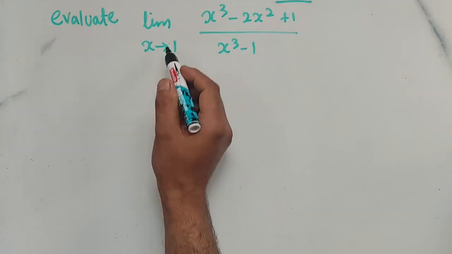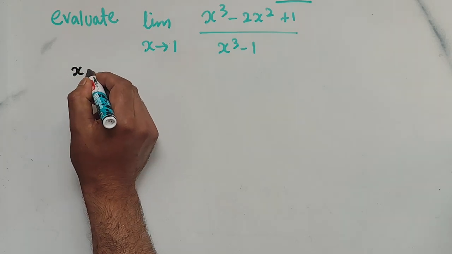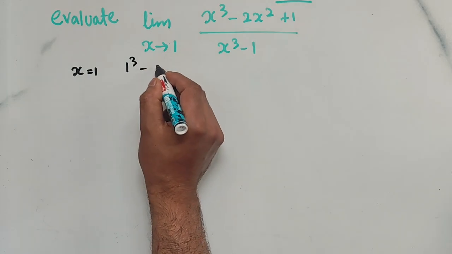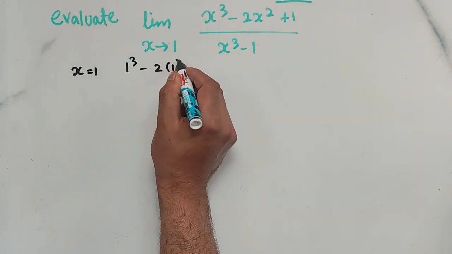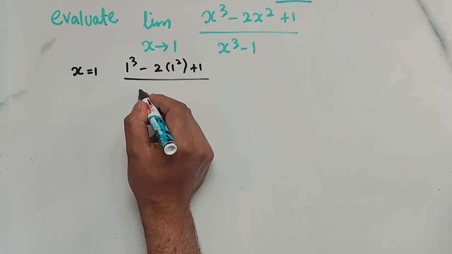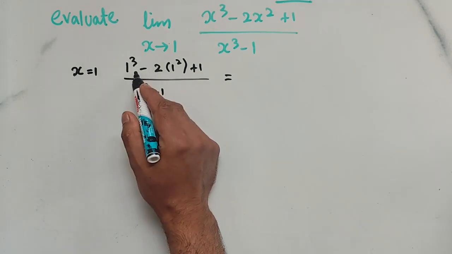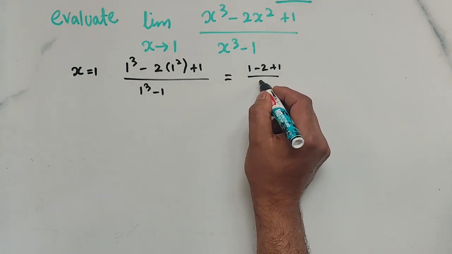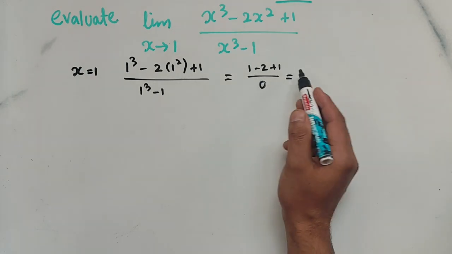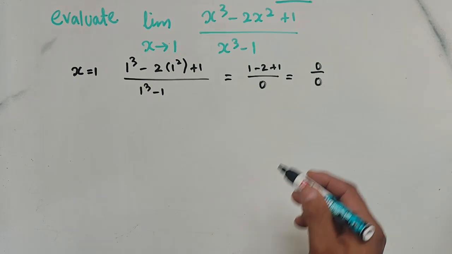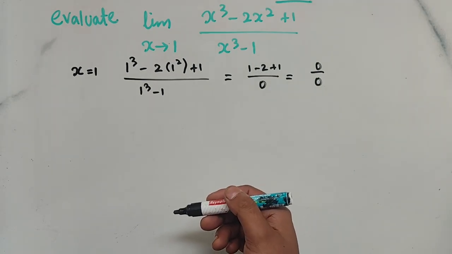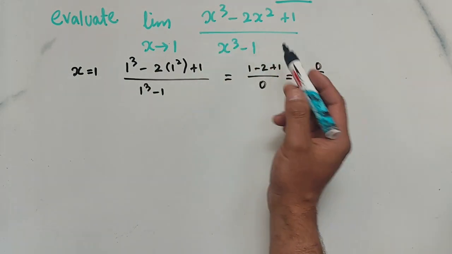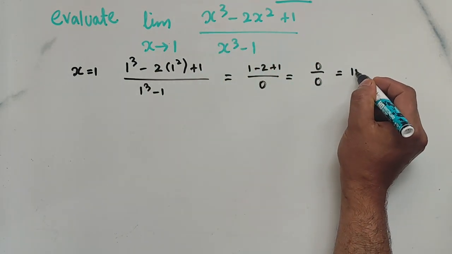If I plug x is equal to 1 in this function, what will we get? We will get (1 cube minus 2 into 1 square plus 1) divided by (1 cube minus 1), and it comes out to be (1 minus 2 plus 1) divided by 0, and here we get 0 upon 0, which is an indeterminate form. So if we directly evaluate it as x approaches 1 of this function, we get an indeterminate form.